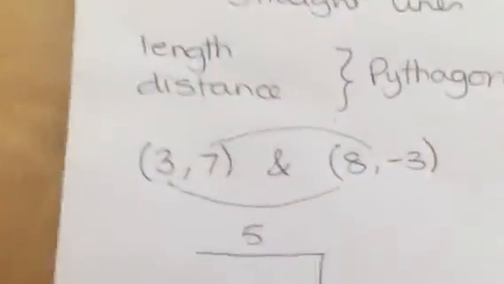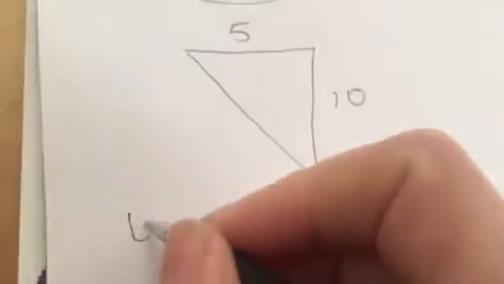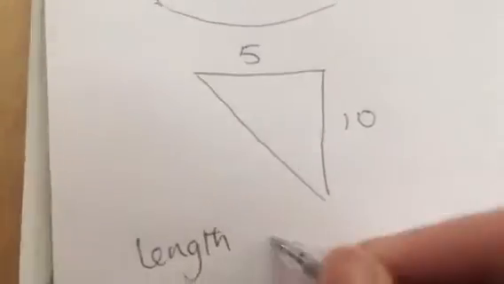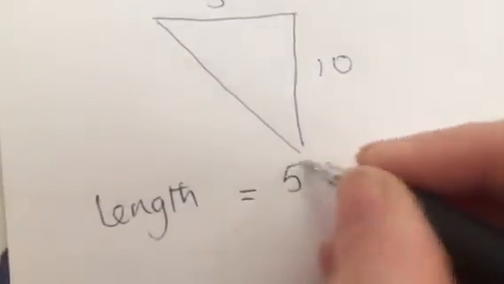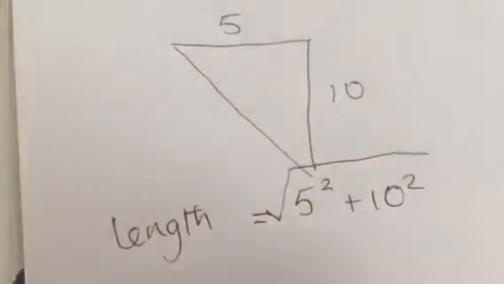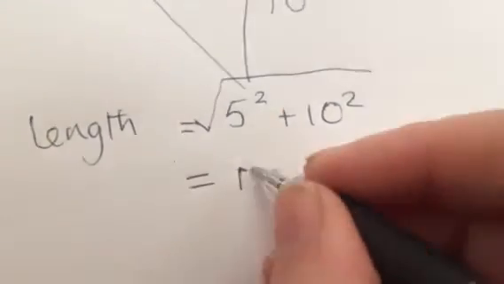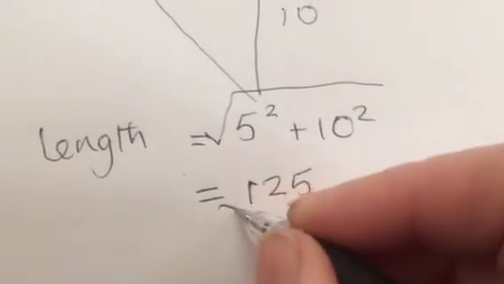It doesn't matter too much for this about direction because you're just using Pythagoras, so everything becomes positive when you square it. So then you say the length of the line is 5 squared plus 10 squared, and that's square rooted. So that gives you 25 plus 100, which is the square root of 125.